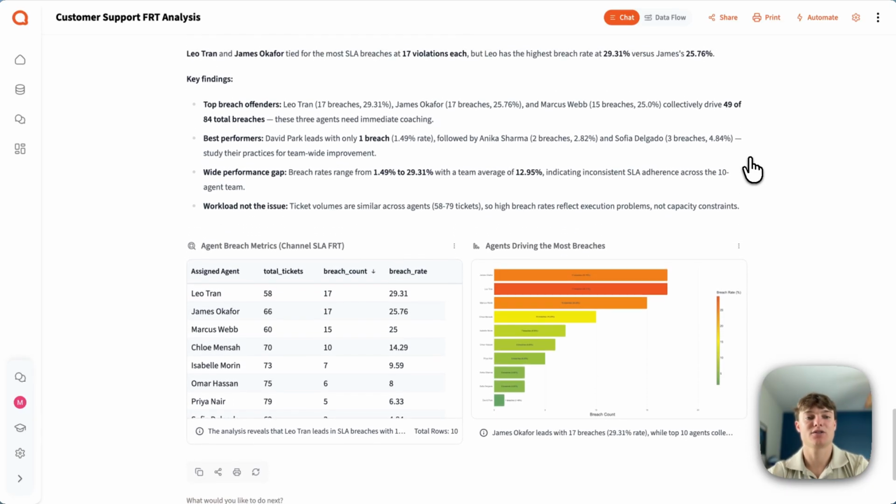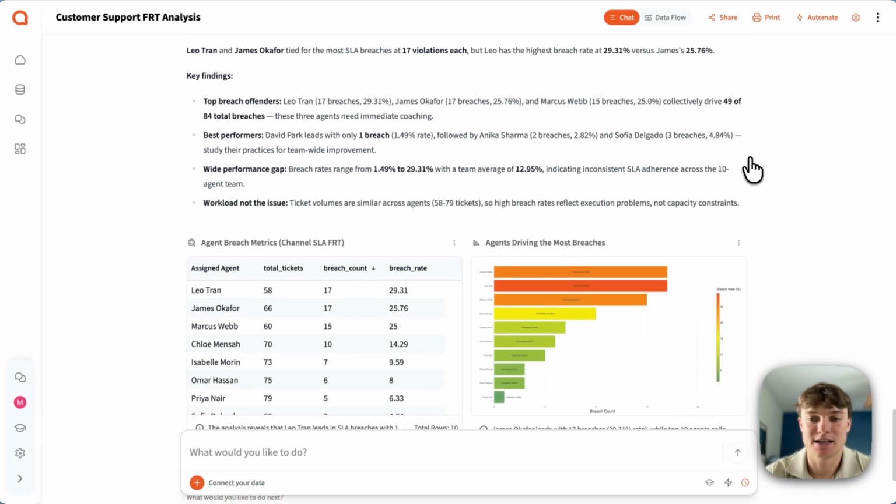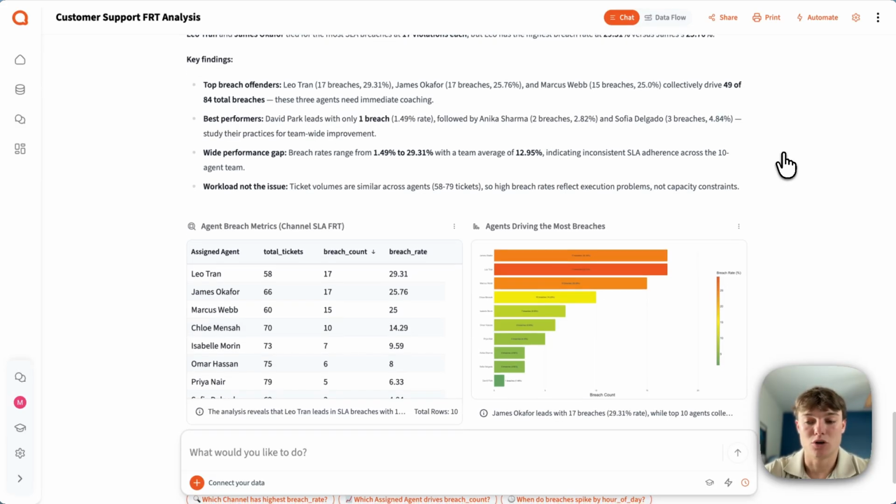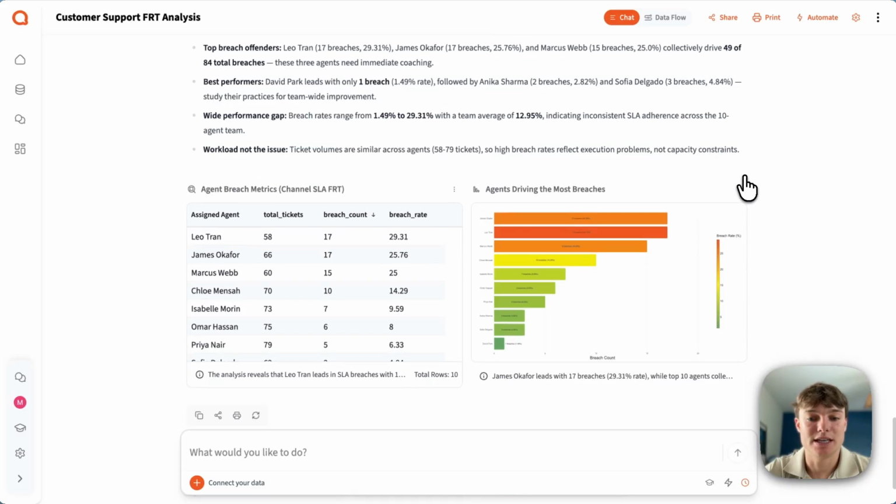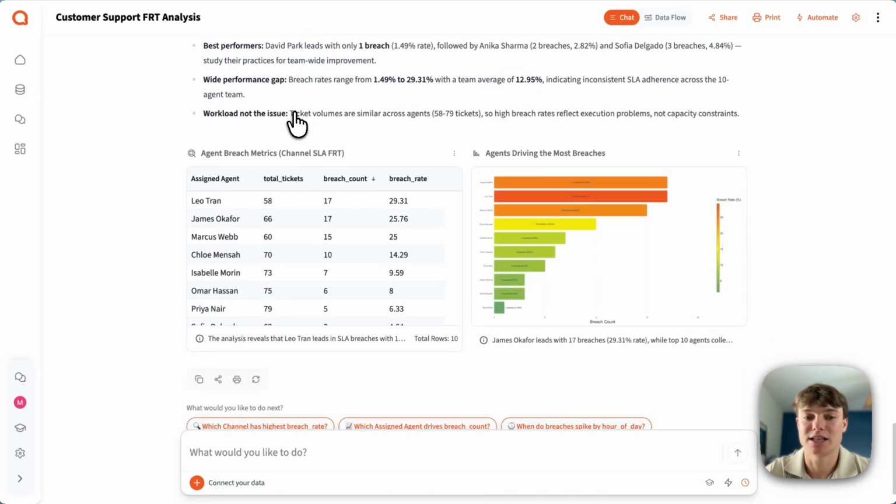Now, if we look right here, if we see what Query is saying, it's telling us that our top 3 offenders right here, Leo, James, and Marcus, drive 49 out of 84 total breaches. That's way over 50% of total breaches. Not good at all. We can see that maybe we want to take some training from David for the other agents, and that workload is not necessarily the issue because ticket volumes are similar across agents, but breach rate is way higher.